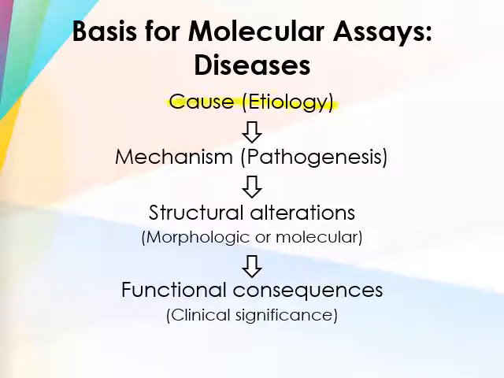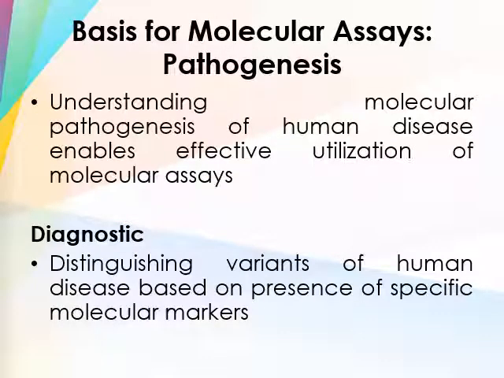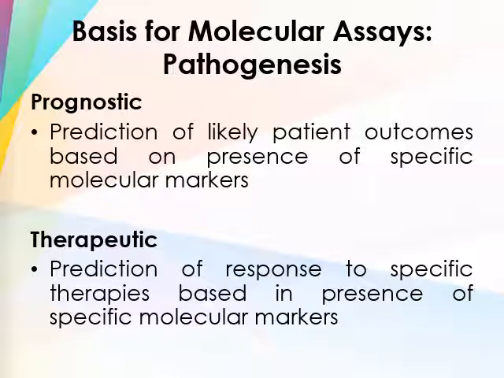So cause or the etiology, mechanism or the pathogenesis, structural alterations, morphologic or molecular, and then the functional consequences or the clinical significance. So for pathogenesis, understanding the molecular pathogenesis of human disease enables an effective utilization of molecular assays. In diagnostics, distinguishing variants of human disease based on the presence of specific molecular markers. Prognostics, prediction of likely patient outcomes. Therapeutics, response to specific therapies based on the presence of specific molecular markers.